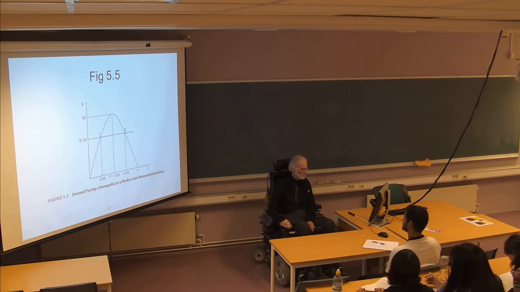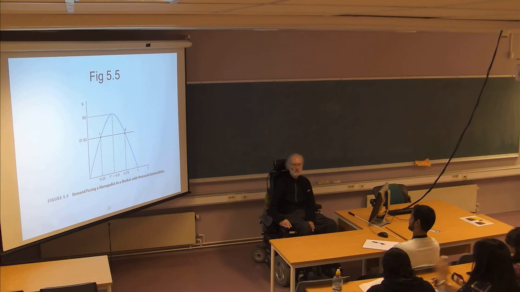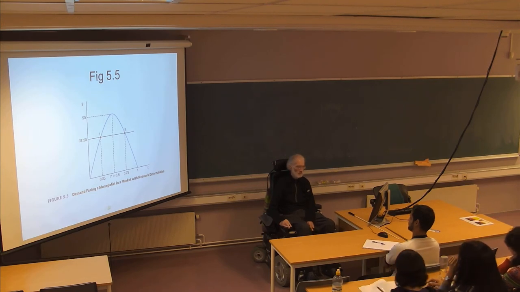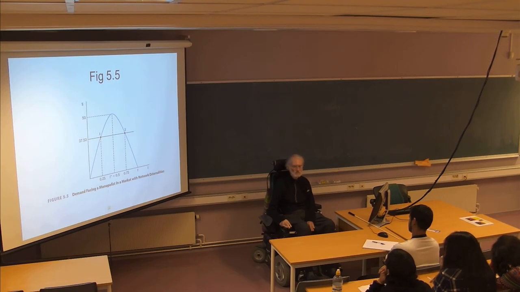And this figure is in the textbook, and it's a way to show the demand curve in a market with network externalities. So this is in a way a demand curve, and it's a way to analyze the market equilibrium in a market with network externalities. So you describe the externalities in this blue demand curve, and you end up in two alternatives, either one or two, as the market equilibrium.